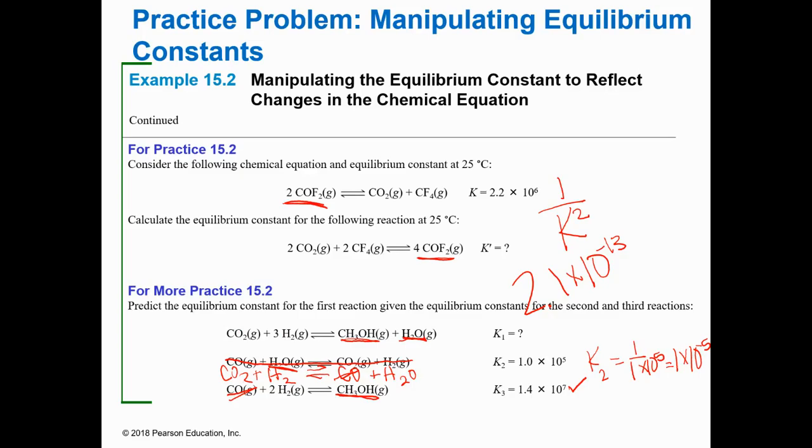Okay, so once we've got our equations and we can add them together properly, which is what I can do now. So K1 is going to be equal to the new K2 times, that's why it's a new one, K3. So I'm going to do 1 times 10 to the negative 5 times 1.4 times 10 to the 7, and I get 140. Okay, that is the worst these manipulating equilibrium expressions get.